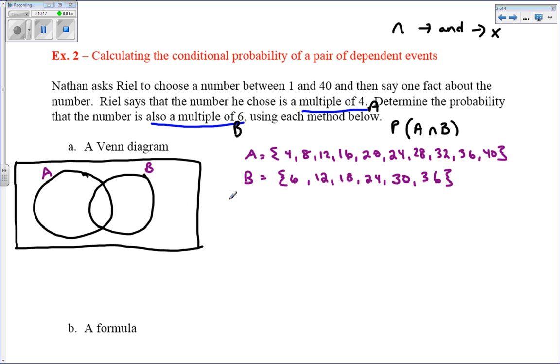Okay, and so which ones are common to both? Let's see if we can squeeze them in. 12, 24, and 36. So those go in the middle. 12, 24, 36, and then everything else can go in the appropriate circle. 4, 8, 16, 20, 28, 32, and 40. And then we've got 6, 18, and 30.